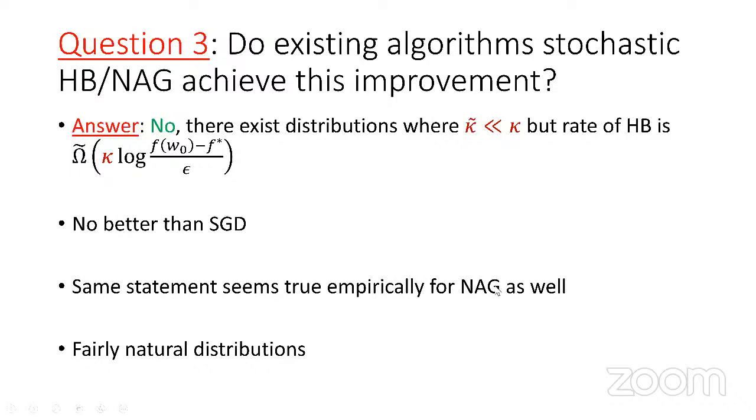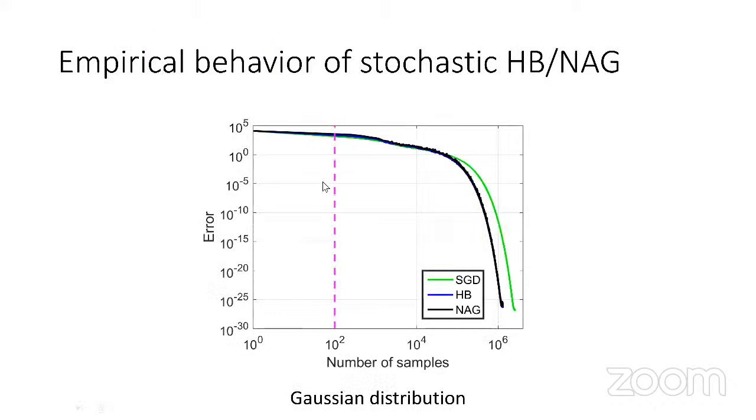However, we have not been able to prove this statement for the accelerated gradient algorithm. I should also mention that the distributions that we construct here are fairly natural, not very badly cooked up distributions. The point is that the stochastic versions of existing algorithms do not really seem to provide an improvement over stochastic gradient descent, even for these reasonably benign distributions. Right. As we can see from this plot, the empirical behavior of both stochastic heavy ball and Nesterov's accelerated gradient is not much better than that of stochastic gradient descent.